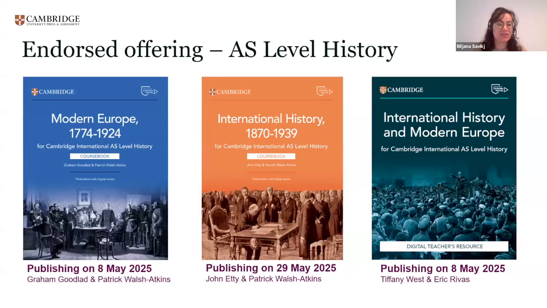I'm pleased to share that we have new updated editions of our course books and the teacher's resource. So this is the third edition. We have the course books and the teacher's resource for AS level history. The two course books cover 2 out of the 3 options in the syllabus. We have Modern Europe and International History. As you can see on the slide, the teacher's resource supports both course books.